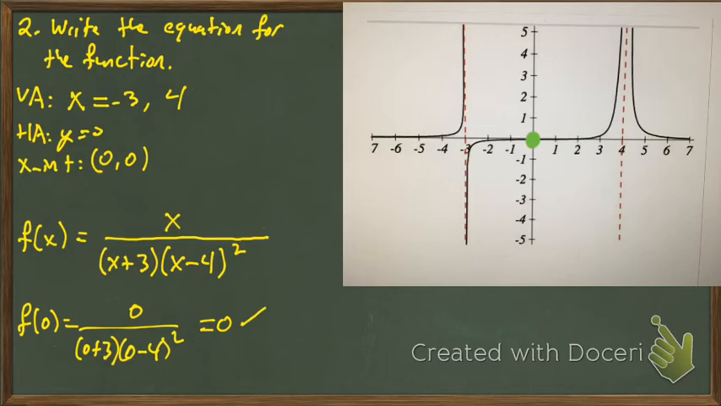Okay, so we got x-intercept, y-intercept, vertical, and horizontal asymptotes, and so we come up with our equation of the rational function. Okay, let's go ahead and look at another one.